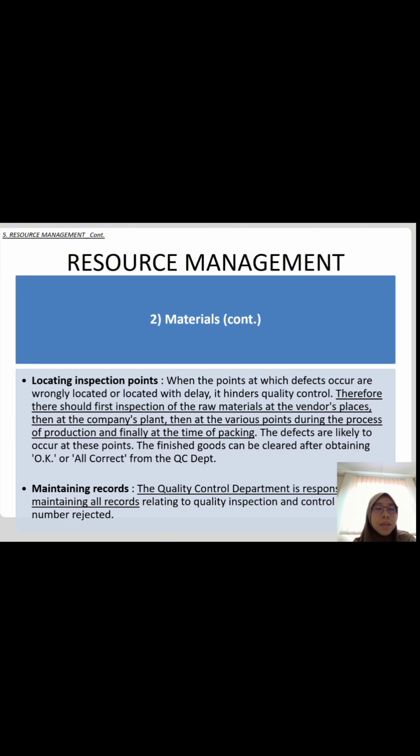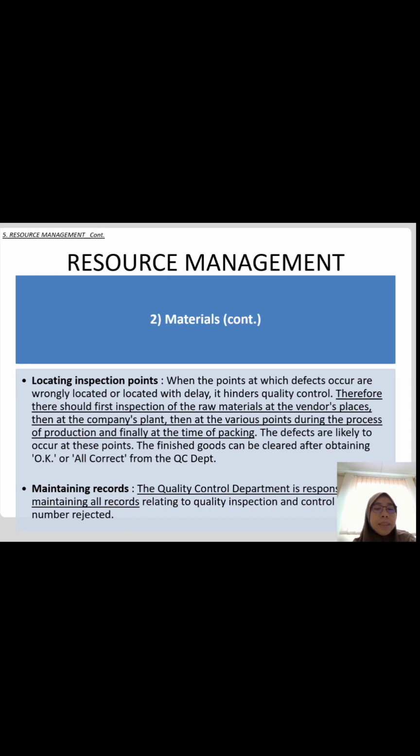Other than that, we also need to locate inspection points. When the points at which defects occur are wrongly located or located with delay, it hinders quality control. Therefore, there should be first inspection of the raw materials at the vendor's place, then at the company plants, then at the various points during the process of production, and finally at the time of packing. The defects are likely to occur at this point. The finished goods can be cleared after obtaining OK or all correct from the QC department.